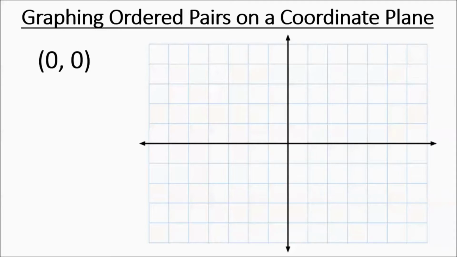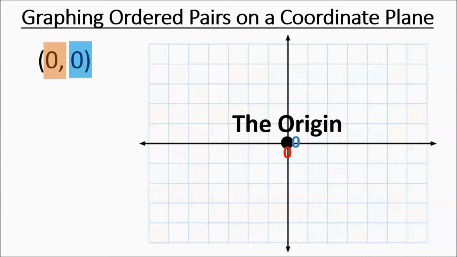0, 0. We're going to find our x value of 0. We're going to find our y value of 0. And they intersect right where the x and y intersect, and that is known as the origin. 0, 0 represents the origin.